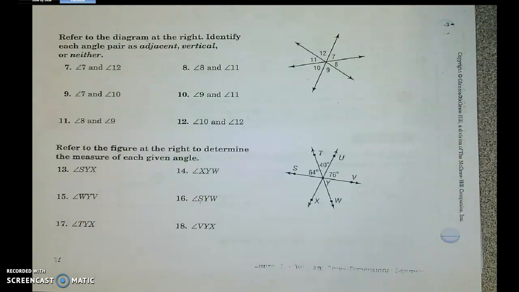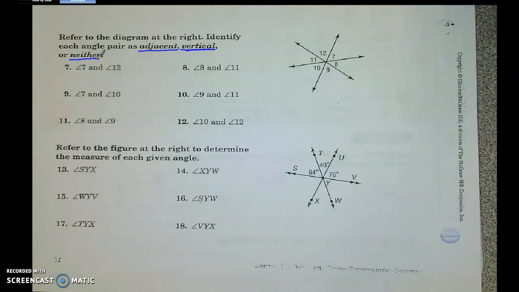Let's look at numbers 7 through 12 to get you a couple of examples. So the directions say, refer to the diagram at the right. Identify each angle pair as adjacent. Adjacent means they're beside each other. Vertical. Vertical means they are directly across from each other, or neither.